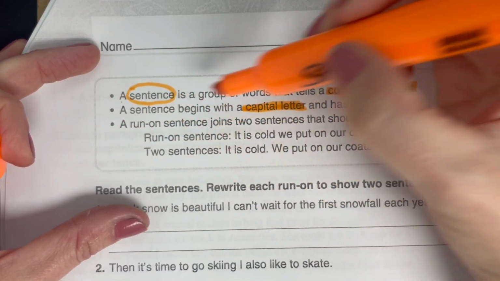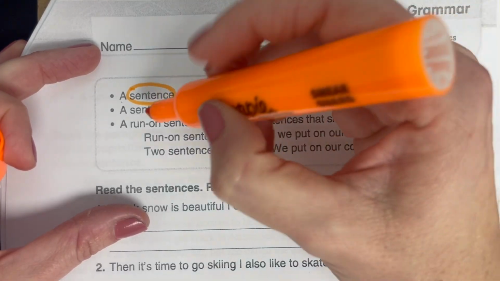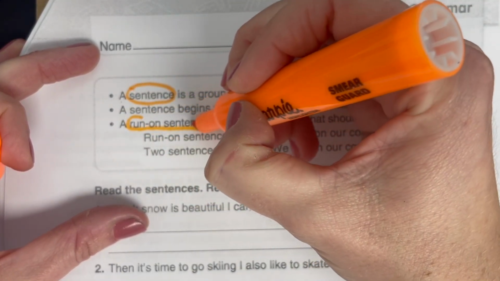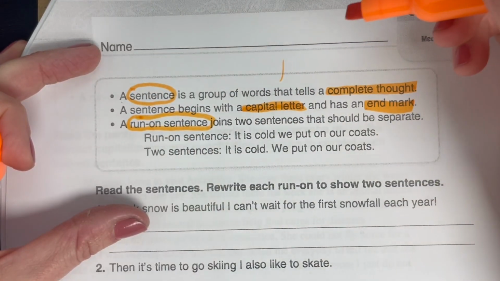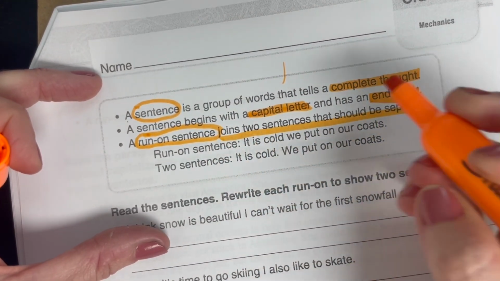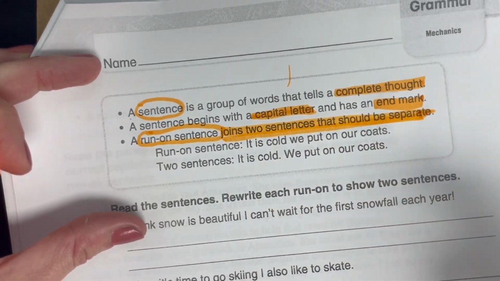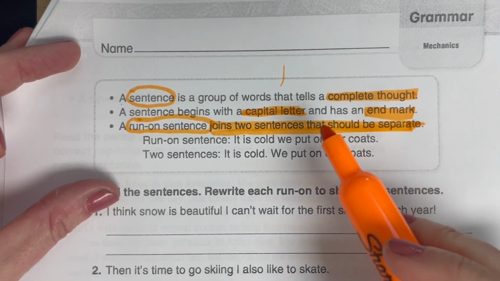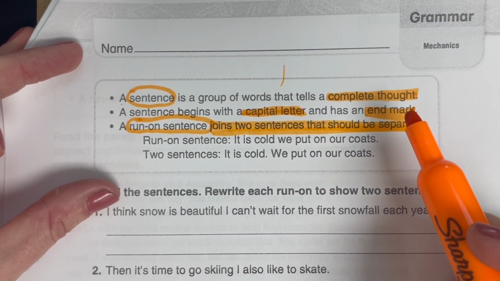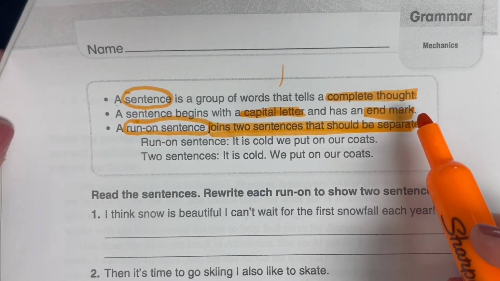A run-on sentence joins two sentences that should be separate. This is possibly new to us. A run-on sentence joins two sentences that should be separate. In other words, somebody crammed a bunch of ideas together that is too much, and we need to separate them out with periods, exclamation points, or question marks.